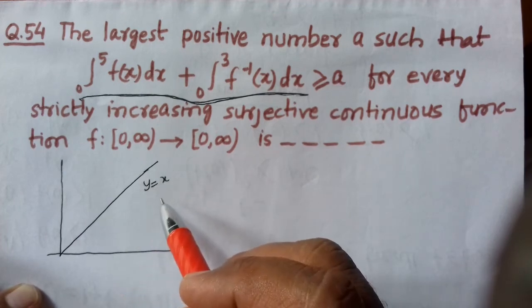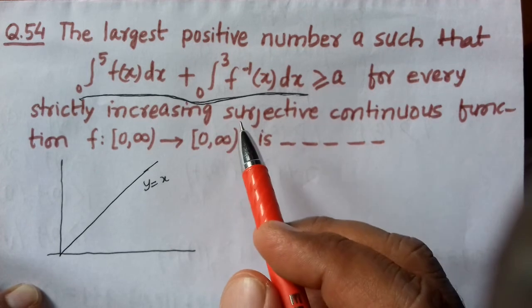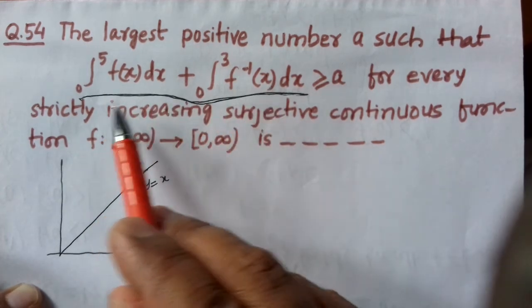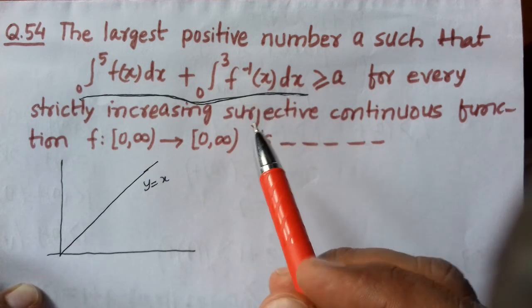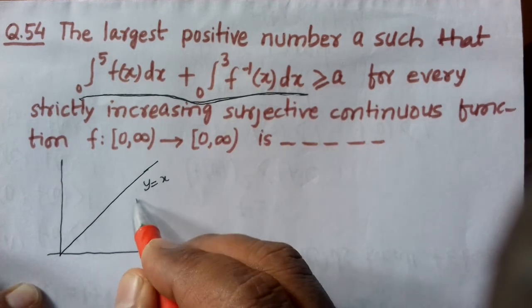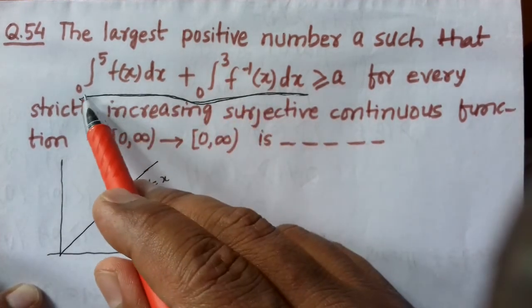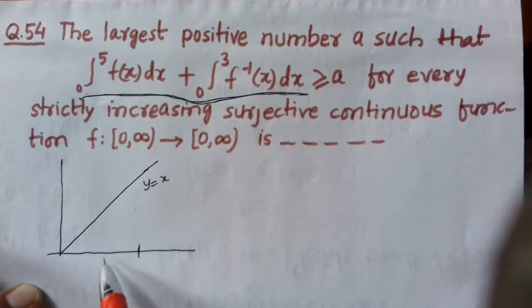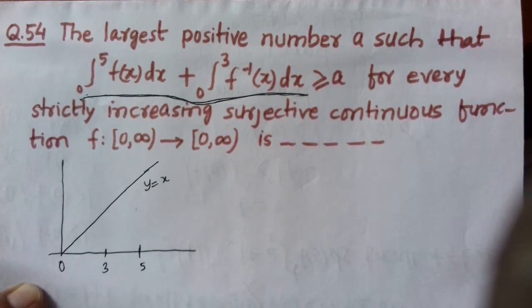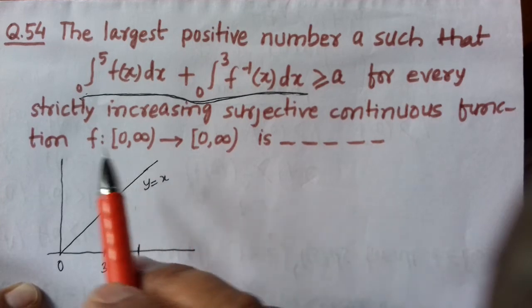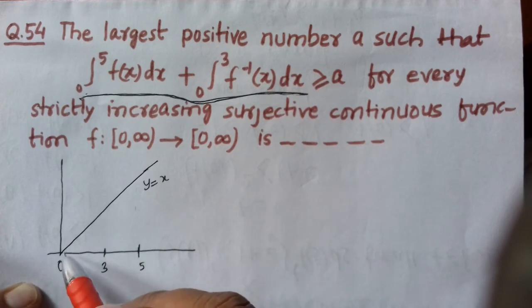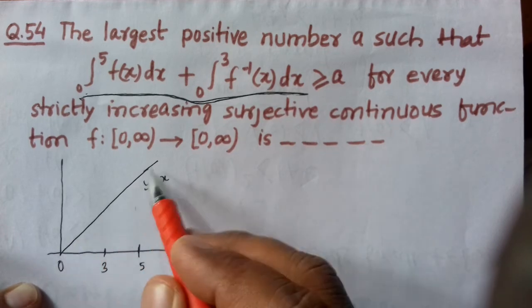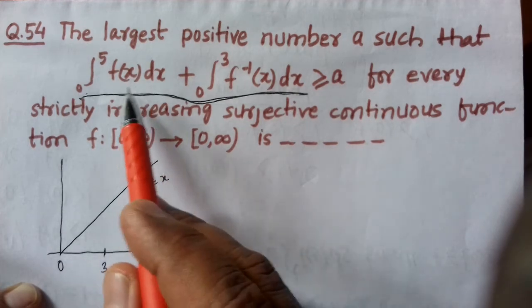So we draw this line, and now as I said, we have to find the minimum value of this underlined thing. To get the minimum value, there are two things. Suppose x goes from 0 to 5 and here 0 to 3. So suppose here is 3, here is 0 obviously, and here is 5. Now we have two options. Here you see a strictly increasing surjective continuous function. So we may draw the function below this line y equals x from 0 to 5.